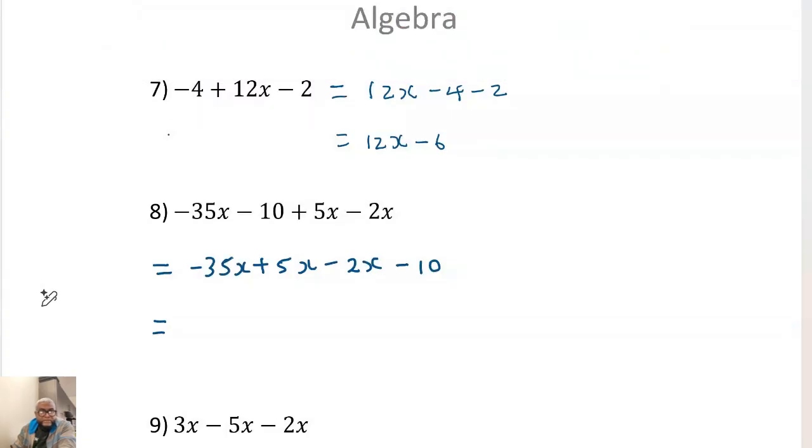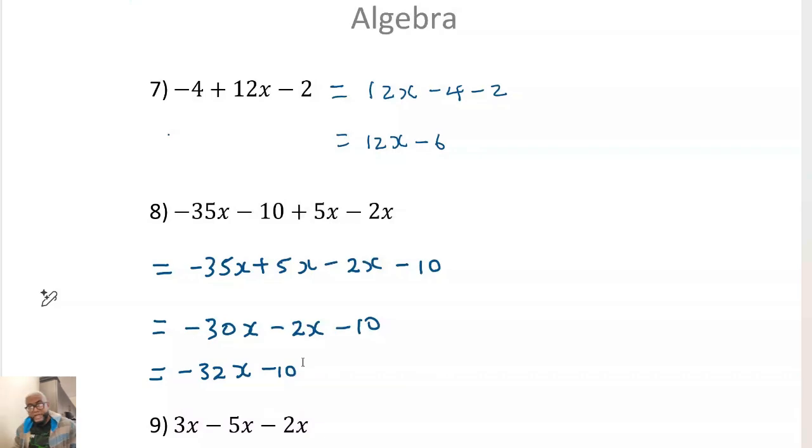Right, this was negative 35x. Write it, Amani. You didn't do it. Right, this will be negative 30x minus 2x minus 10. Negative 30x minus 2x will be what? Negative 32x minus 10. Can we do anything else here? No, that's it. Right, we're simplifying here. Right?